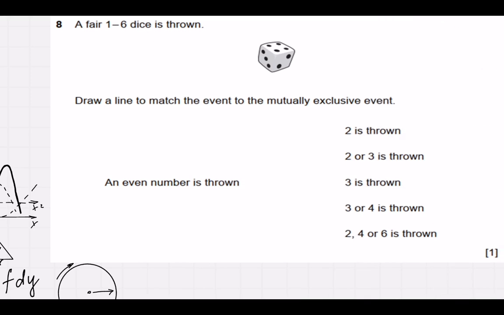A fair dice. Draw a line to match the event that is mutually exclusive with an even number. What are the even numbers on the dice? 2, 4, and 6. To be mutually exclusive means it cannot happen together. I cannot roll the dice and get an even number and at the same time it will be 2. Wrong. 2 or 3, wrong. 3, yes, correct, because it is an odd number. 3 or 4, wrong, because 4 is already an even number. 2, 4, 6, for sure, this is wrong.